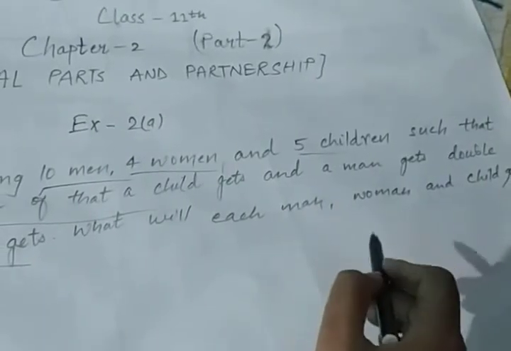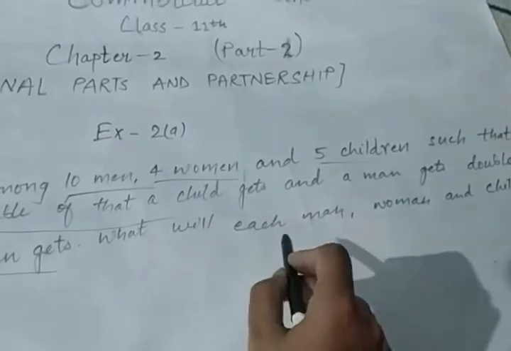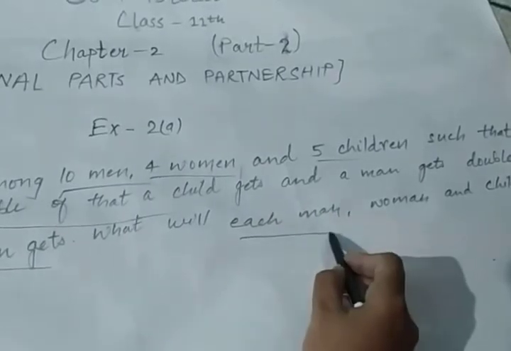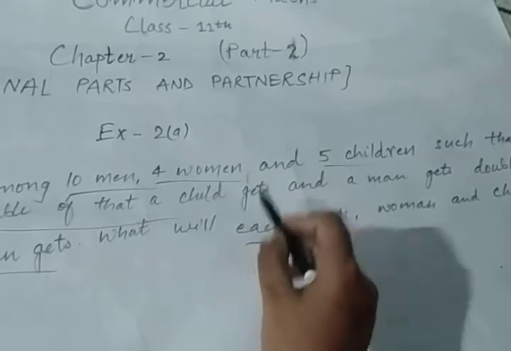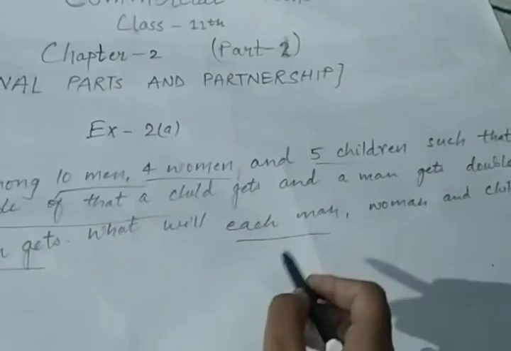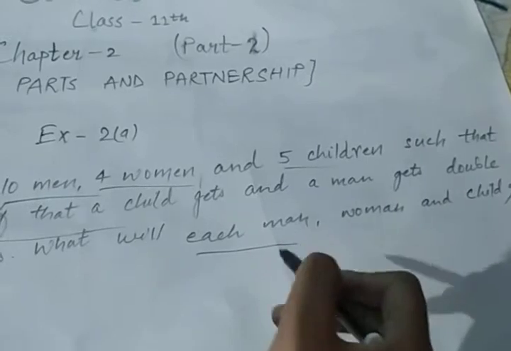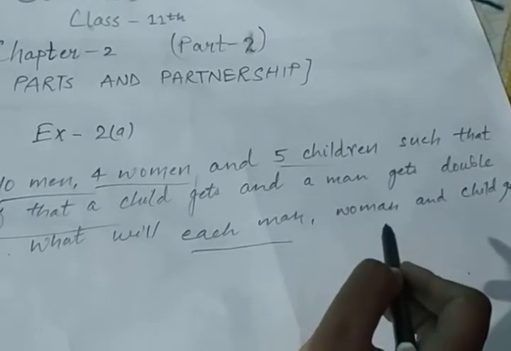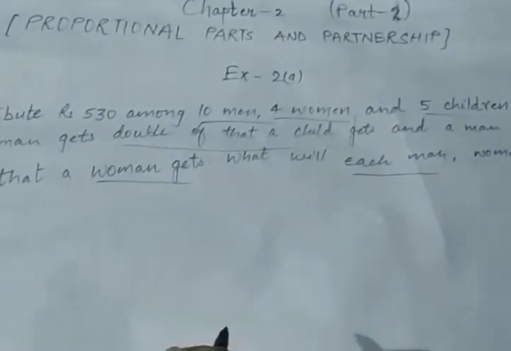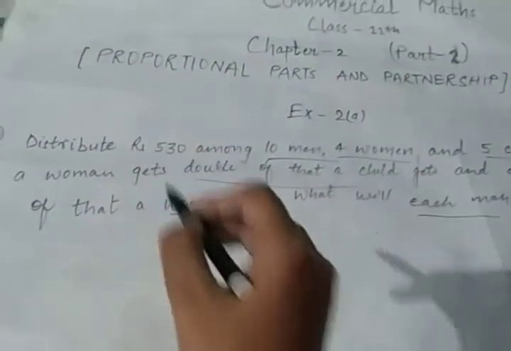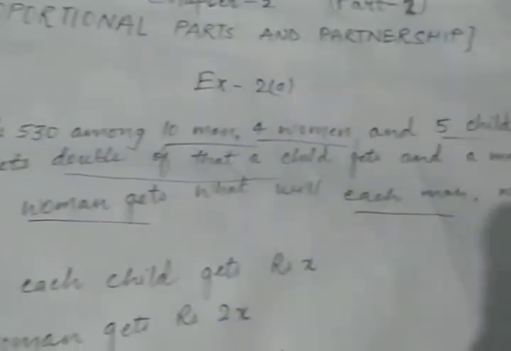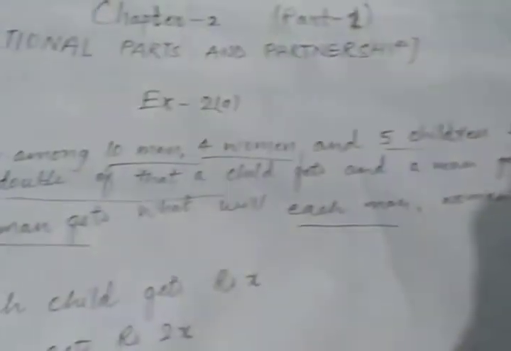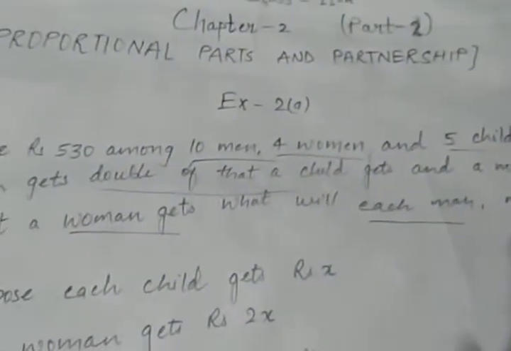We have to find out what each man will get, not the 10 men, and likewise the 4 women. This total amount is given. We have to find out what each man, woman and child gets among the distribution of 530 rupees. You can see this question very well.